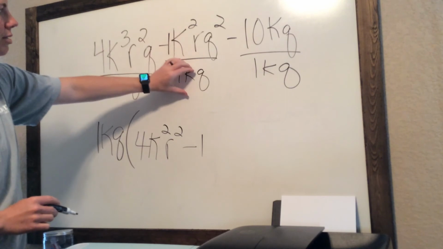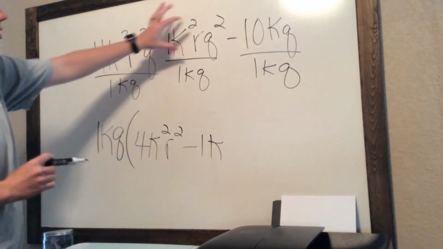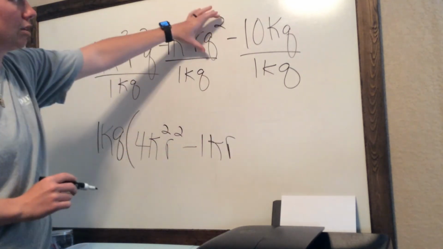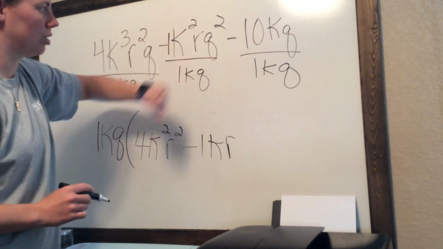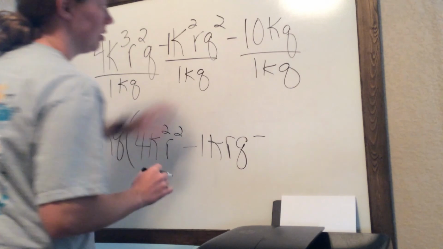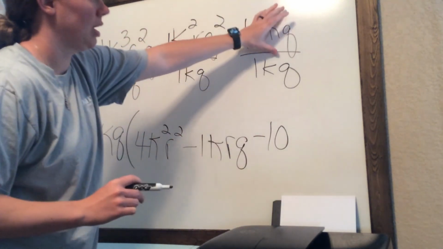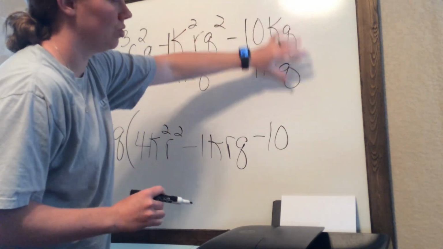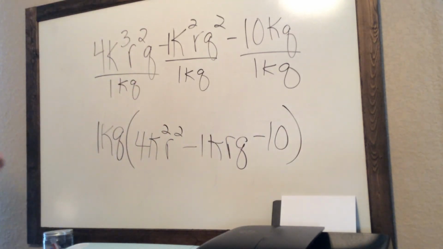2 k's, take away 1k. That's going to be k. r, not taking any r's away. q squared, so 2 q's, take 1 q away, and I have q. Minus 10 divided by 1 is 10. k, take away a k, that goes away. q, take away q, that goes away. So we just have minus 10, and that's your answer.